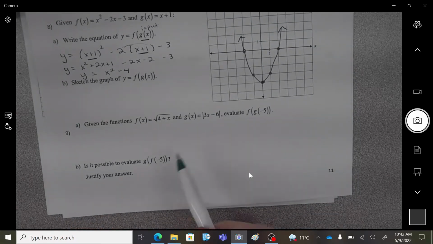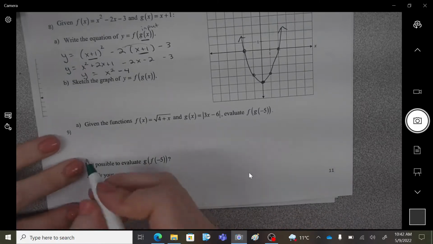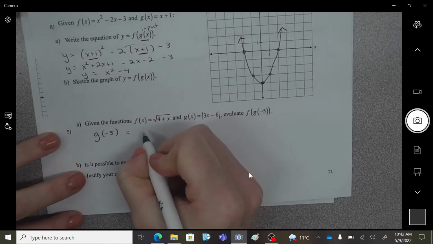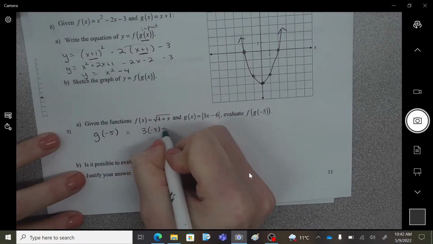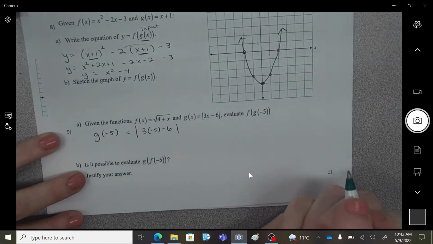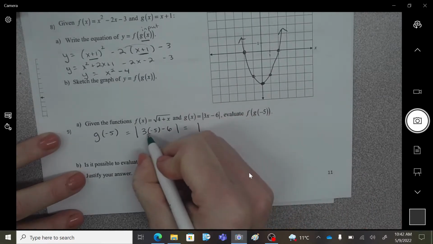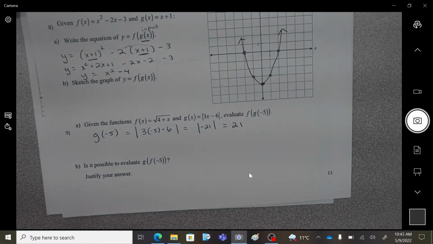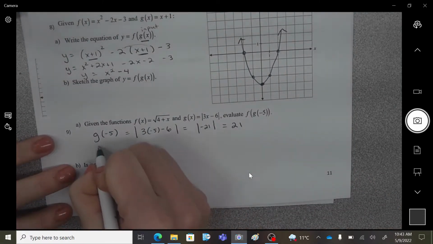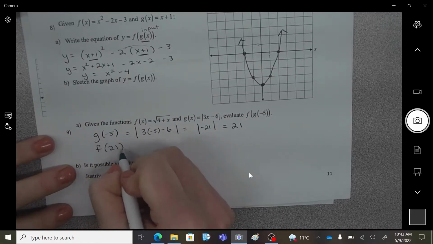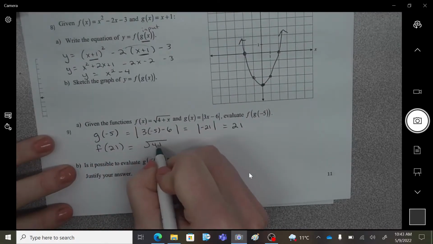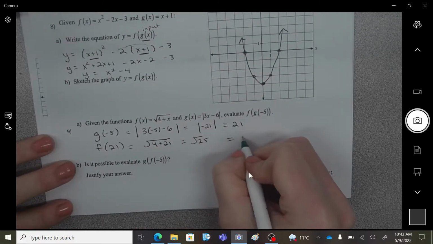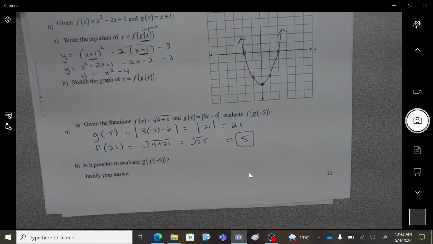Number 9, given these two functions, evaluate. First we're going to do g of -5. So 3 times -5 minus 6, and then we take the absolute value. -21 absoluted is 21. Now I'm going to do f of 21. Plugging 21 into that makes the square root of 25, which comes out to be 5.